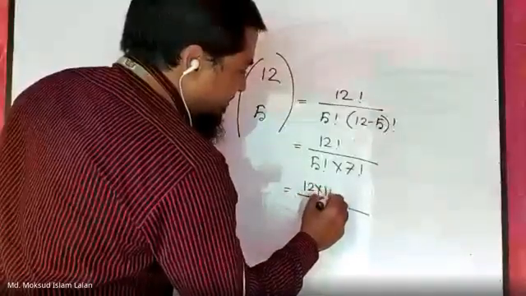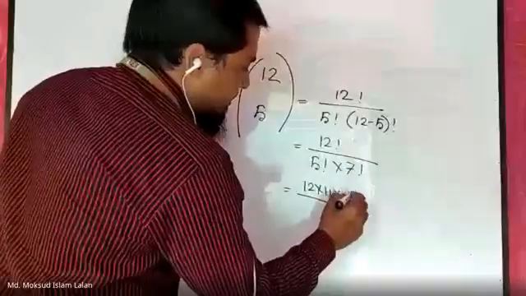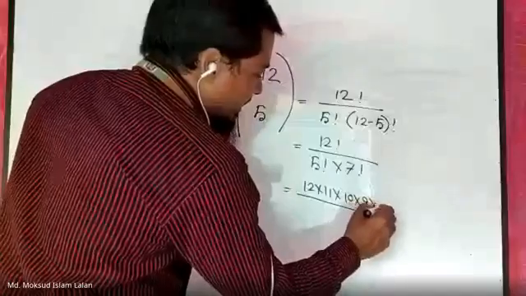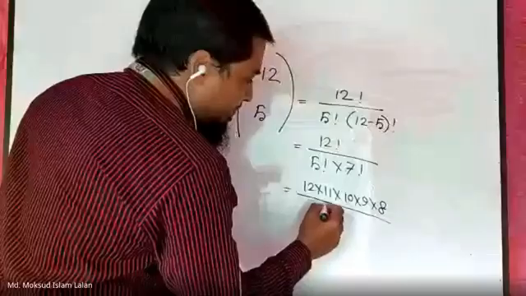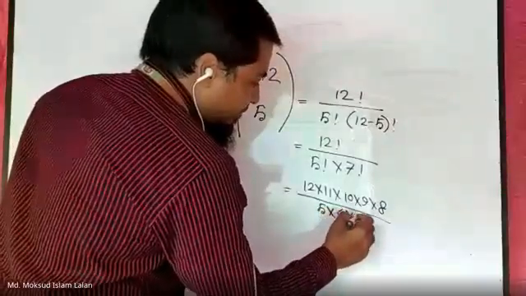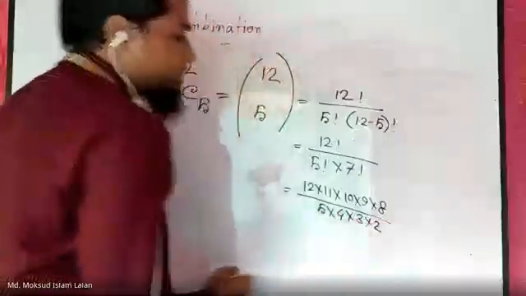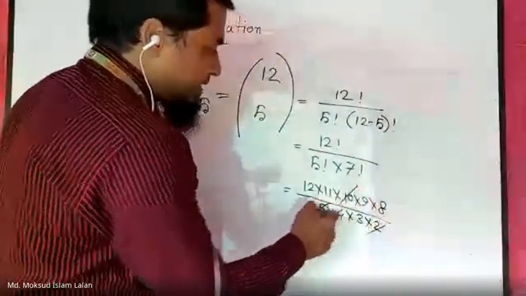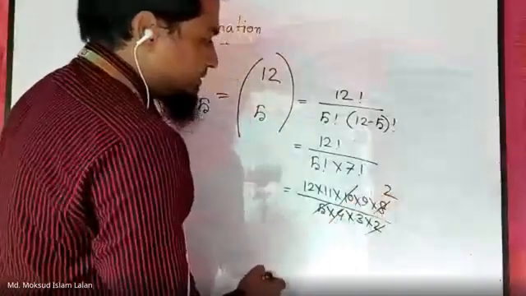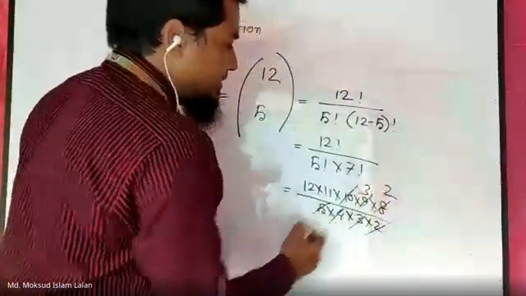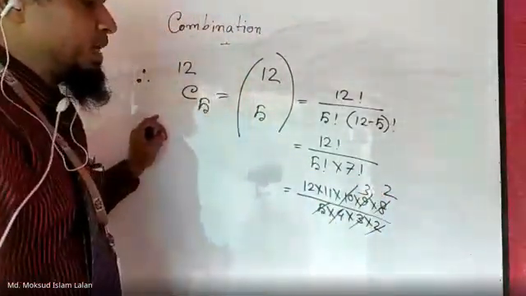So what will be 12, 11, 10, 9, 8, 7 factorial cancels. Yes, sir. So 5, 4, 3, 2. Right? So 5 and 10 cancel. 4 and 2 cancel. 3 and 3 cancel. Now you need to multiply.